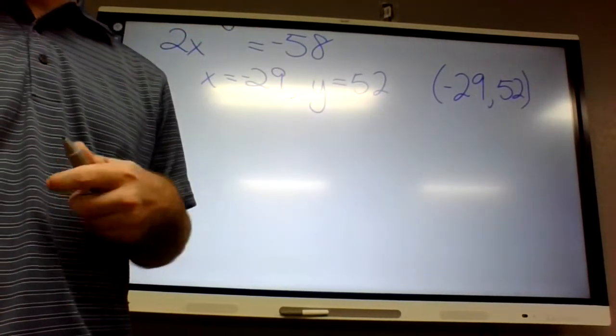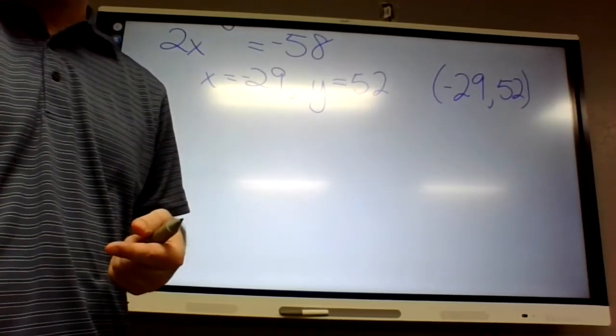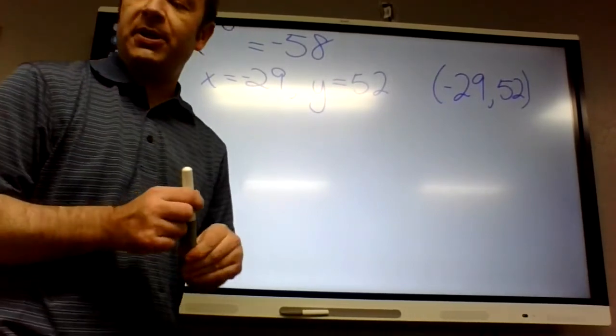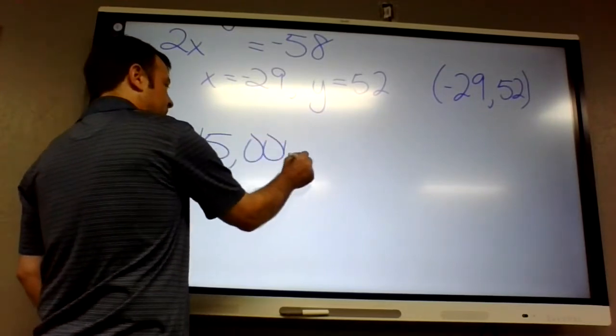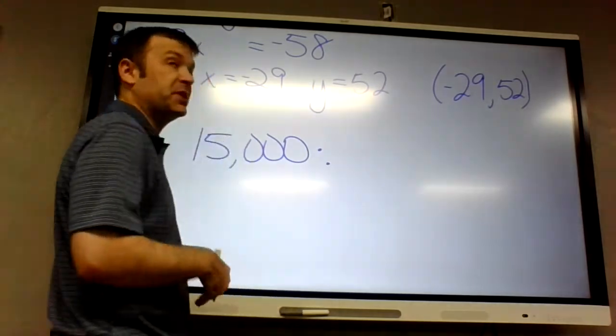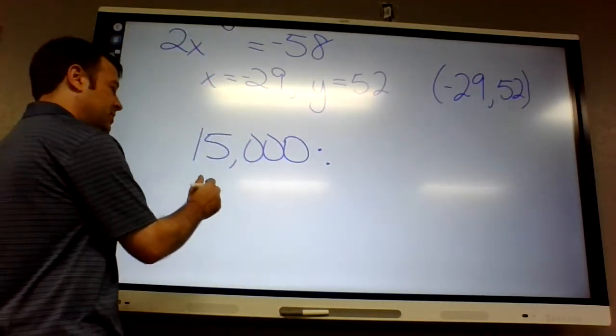So simple interest just means you're getting paid or you're paying once a year. I guess this one's an investment. So anyway, if you invested $15,000 and you get 6%, then you just have to figure out what 6% of $15,000 is. How do you change 6% into a decimal?